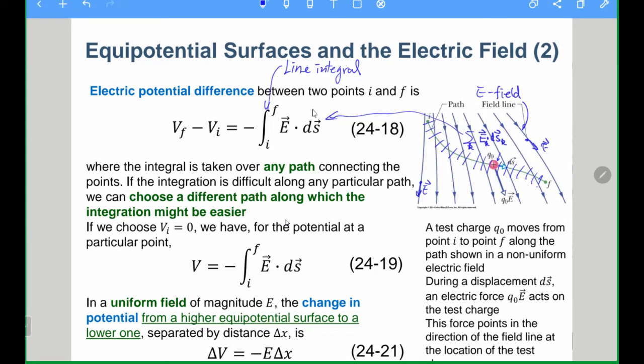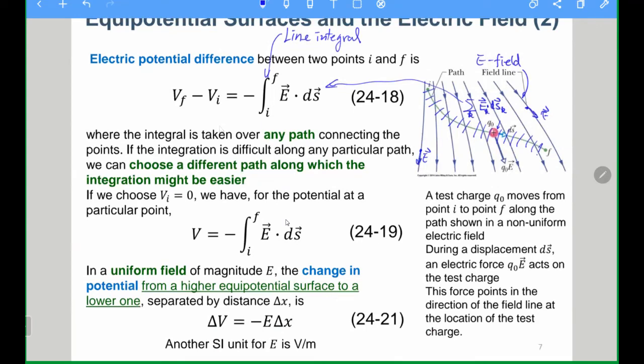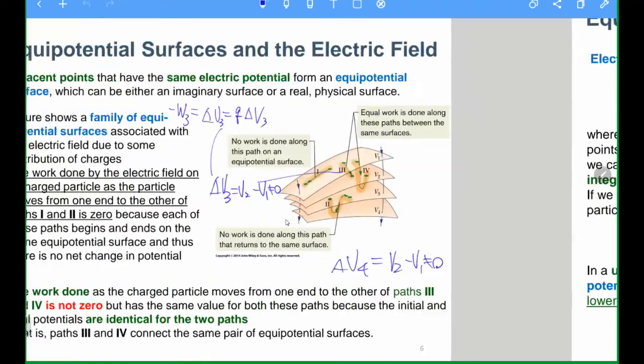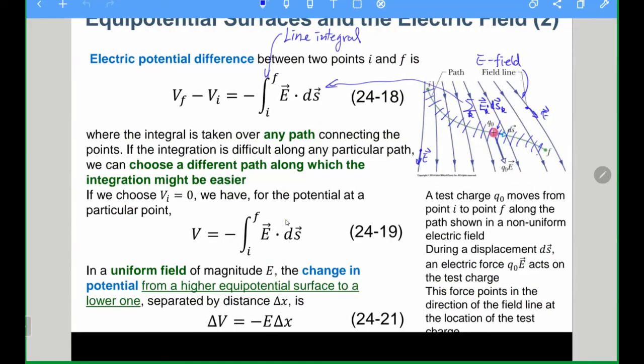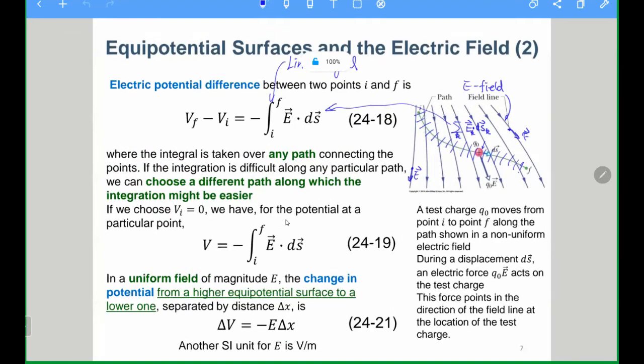As you know, after taking the dot product of two vectors, it becomes a scalar. So we just add many scalars together. In that case, the potential is also a scalar, and the potential difference is also a scalar. I think here we do not include the SI unit for the potential yet.